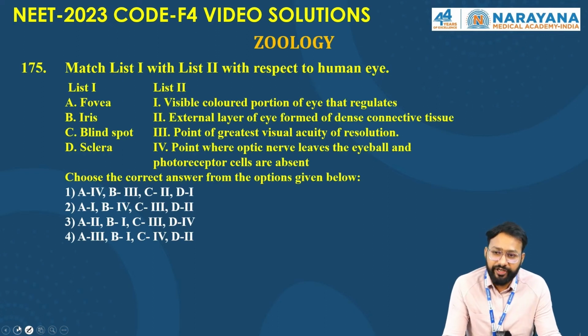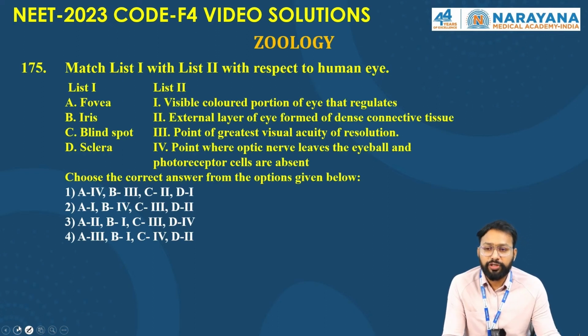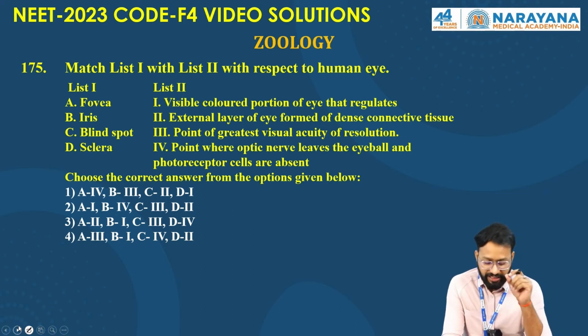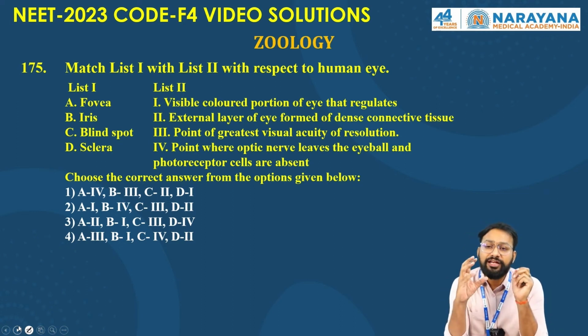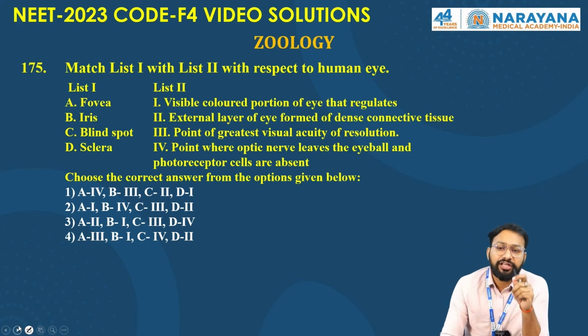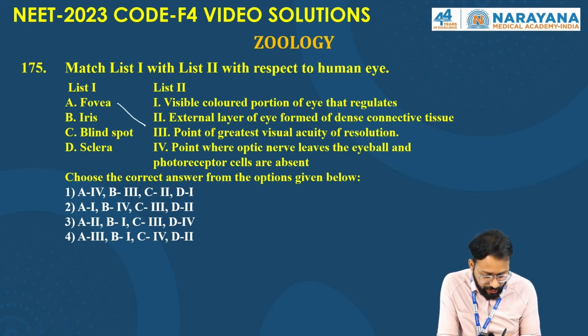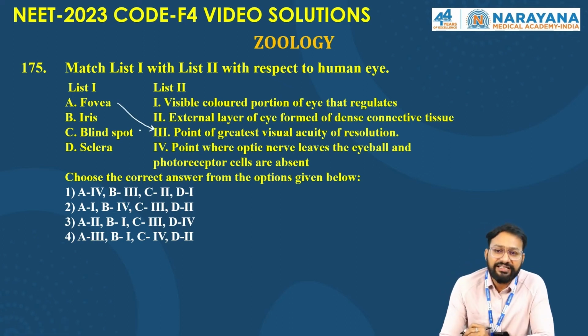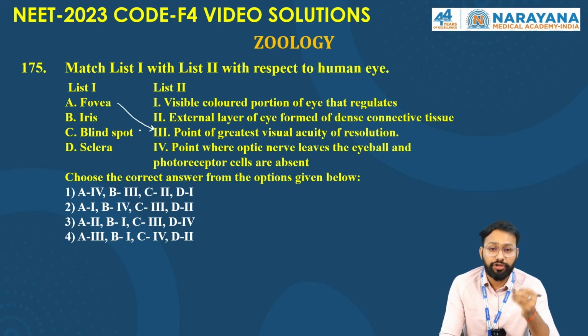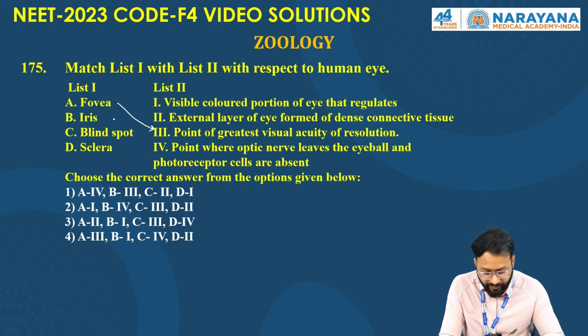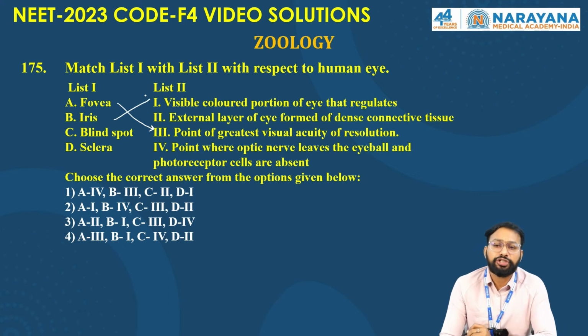Question number 175, a matching type question related to neural control and coordination, the sensory perception and processing from the eye. Fovea is a site in the macula lutea, the yellow spot, where the cones are highly concentrated. It is the point of greatest visual acuity, so fovea will be the third option. Iris is the visible colored portion of the eye.